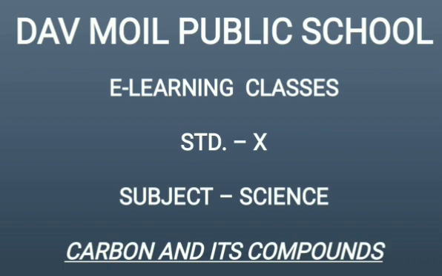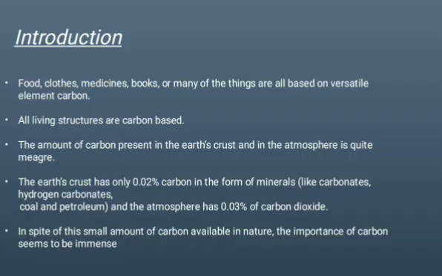Standard 10, Subject Science. Chapter: Carbon and its compounds. Food, clothes, medicines, books and many of the things around us are all based on the versatile element carbon. In addition, all living structures are carbon based. The amount of carbon present in the earth's crust and in the atmosphere is quite less.